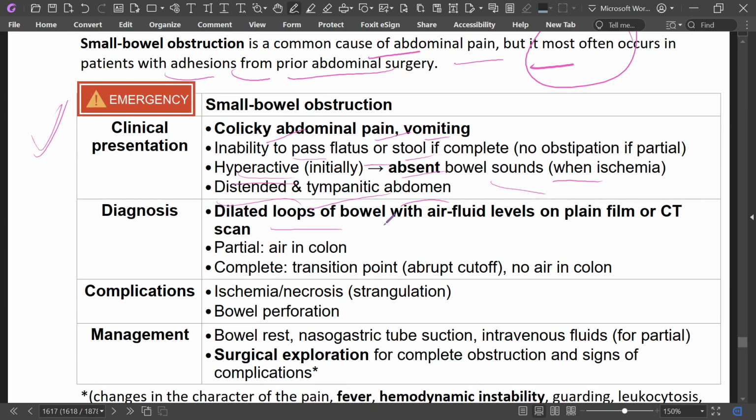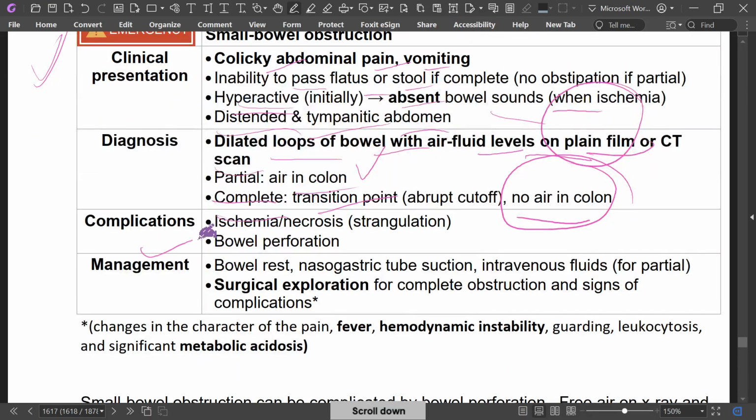Diagnosis is dilated loops of bowel with air-fluid levels on plain film or CT scan. Partial obstruction shows air in the colon, and complete obstruction shows a transition point with an abrupt cutoff sign and no air in the colon. Complications include ischemia, necrosis, and bowel perforation.